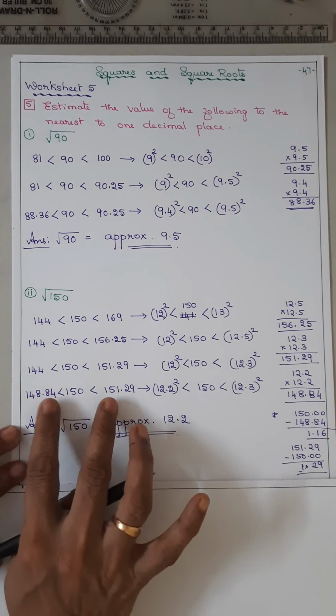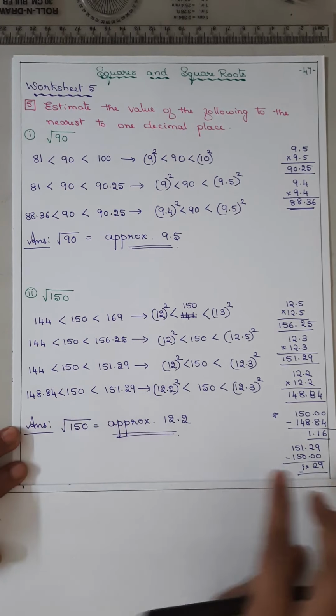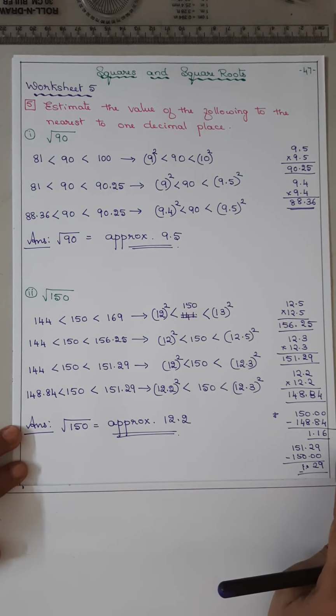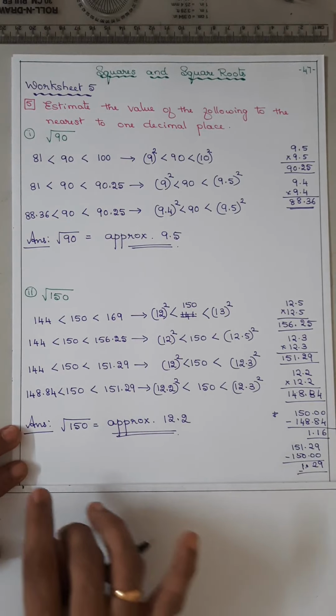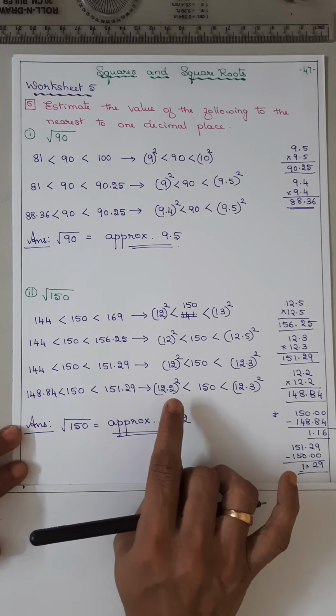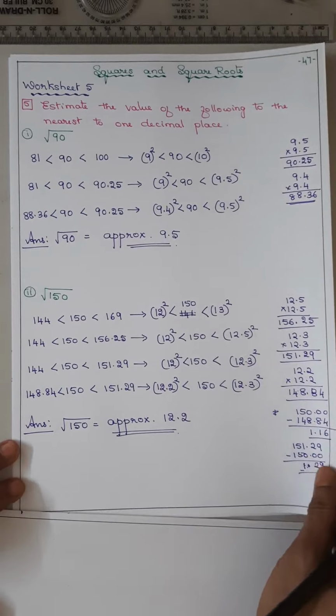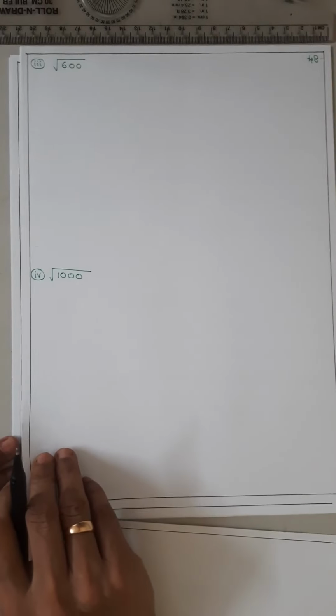तो ये दोनों में कौन सा नंबर 150 के नज़दीक है वो देखने के लिए, जिसमें डिफरेंस कम है, that number is nearest, and then find out whose square it is. Okay, so that was question number 2. Now coming to question number 3, it is the square root of 600.